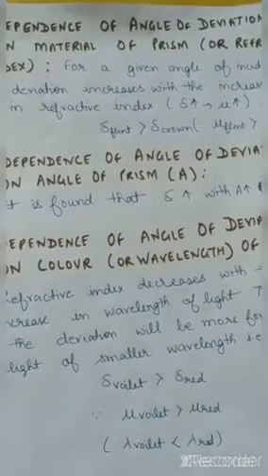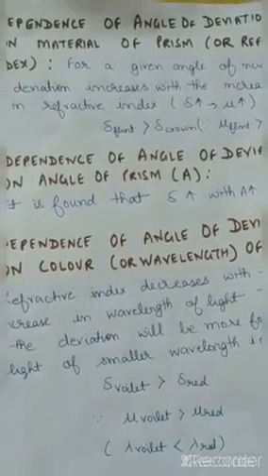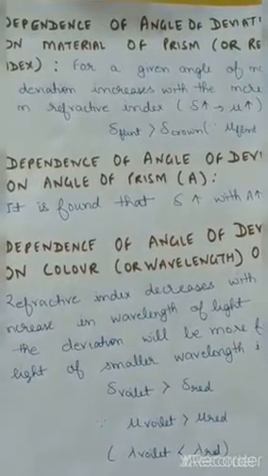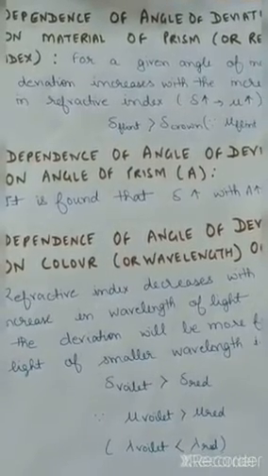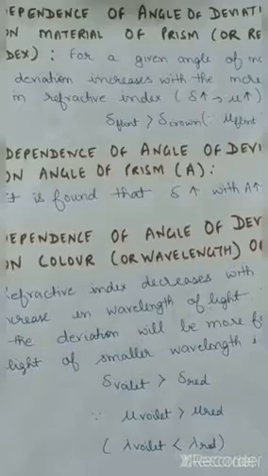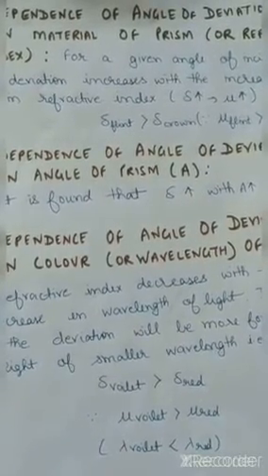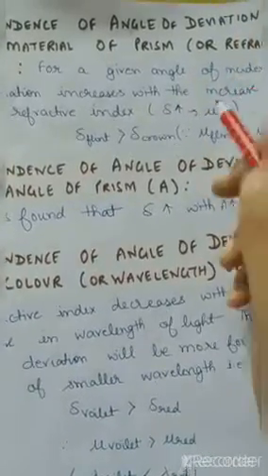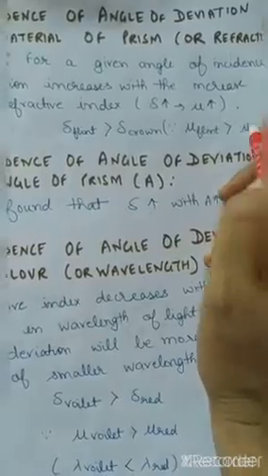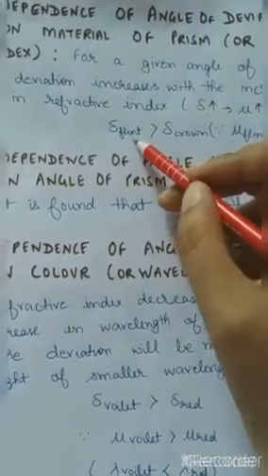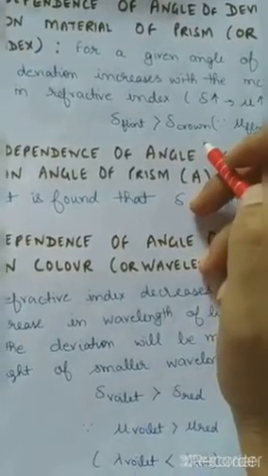That means they have a direct relation. Clear? So when refractive index increases, the angle of deviation increases. Just keep in mind, they have a direct relation. When mu, the refractive index, increases for a given prism, the deviation will also increase for that prism. So if we have a flint glass and a crown glass, when the refractive index of the flint glass is more than that of the crown glass, the deviation of the flint glass will be more than the deviation of the crown glass.